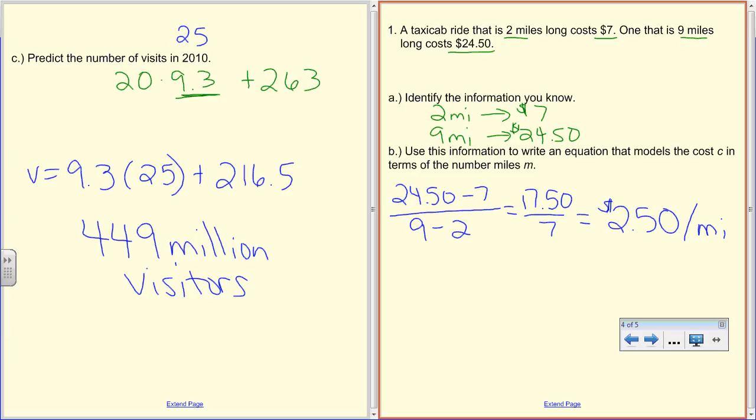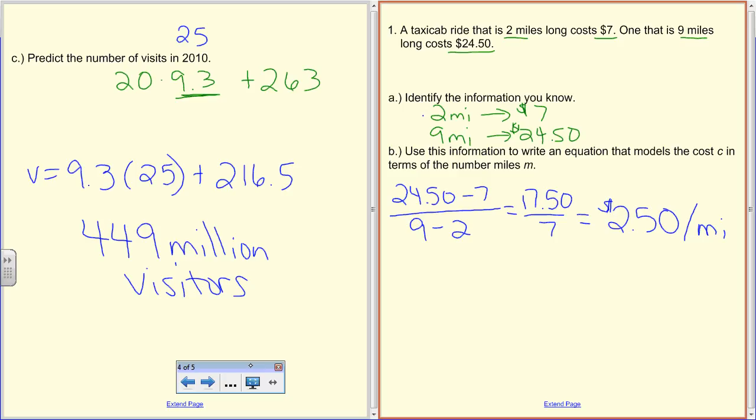Now that you know your cost per mile, guys, we now need to take a look at, does that make sense? Well, I have some students that go and take $2.50 per mile and multiply it by the 2 miles. Well, guess what they get when they do 2.50 times 2? They get 5. That's not the $7 that we have here, is it? Because there's going to be a b value, ladies and gentlemen. They charge you money just for getting that taxi cab. So you're not going to be able to just stop the problem there with your slope. You still have to go through and find your starting point.